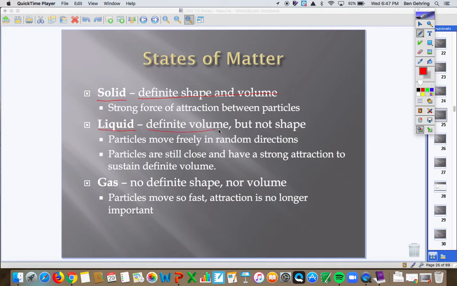Liquids have a definite volume, but not a definite shape. They take the shape of their container. Particles move freely in random directions, but they must always be touching one another. So they're still close and have a strong attraction to sustain that volume, but they're allowed to flow past each other. And then your gases have no definite shape nor volume. Gases are free-flowing. They move extremely quick. Their attraction is no longer there, so the particles can escape and move wherever they would like to within the container.